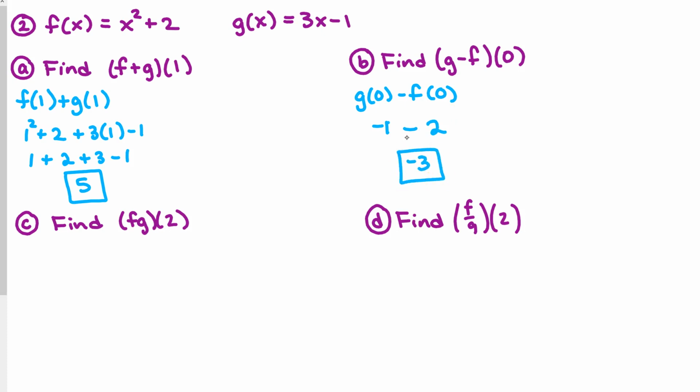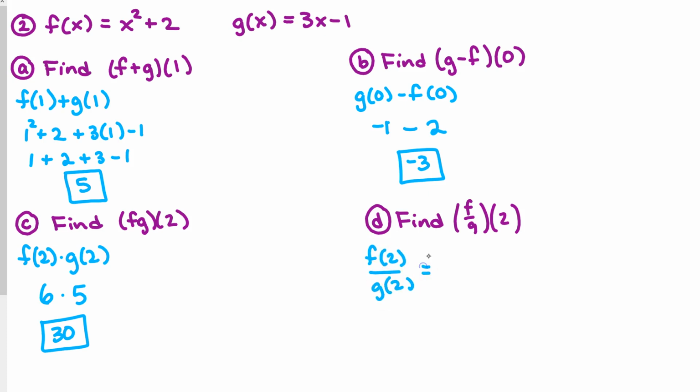Okay, in part C, we're asked to find f times g of 2. So that means the same thing as f of 2 times g of 2. F of 2, 2 squared plus 2, that would be 6. G of 2, 3 times 2 minus 1, that would be 5. So 6 times 5 is 30. And in the fourth one, we're asked to find f over g of 2, and that means the same thing as f of 2 over g of 2. F of 2 is 6, and g of 2 is 5, so this time we get 6/5. Okay.